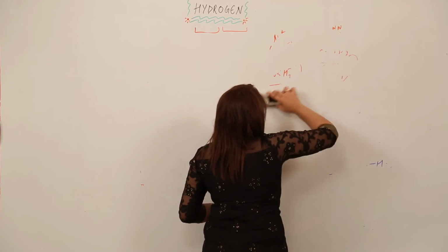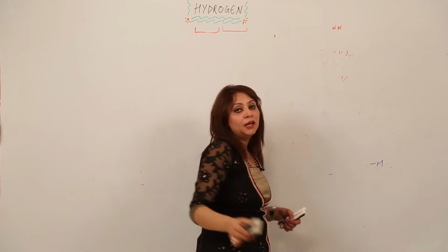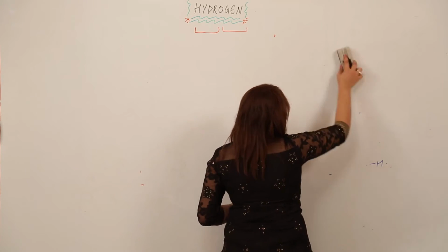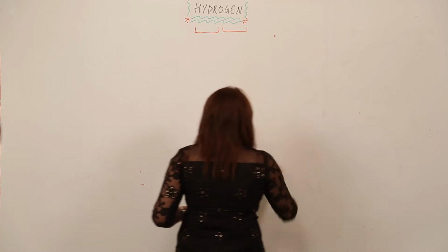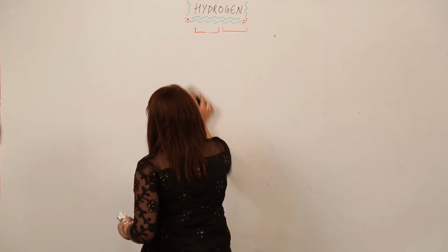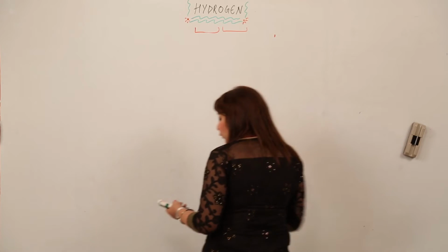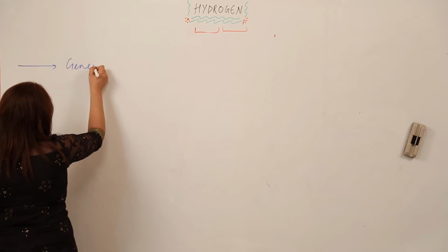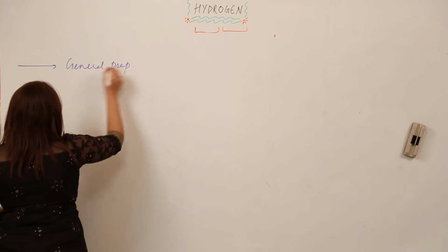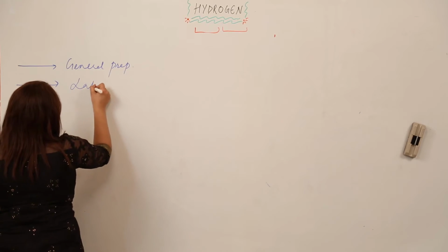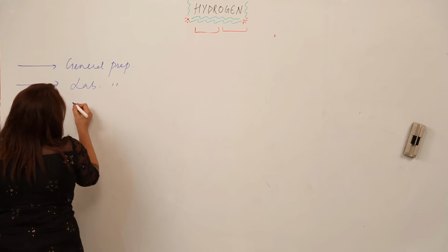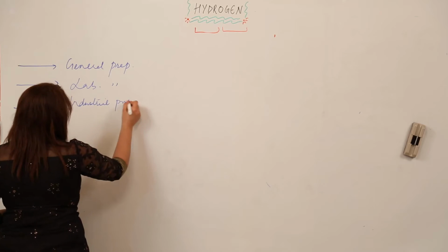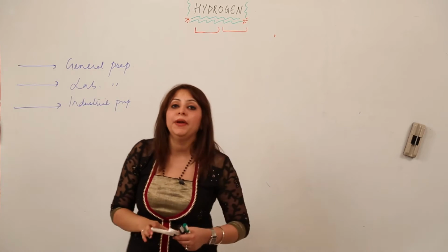So the next topic we are going to start today is the preparation of hydrogen, that is, what are the different methods by which hydrogen can be prepared, right? Actually we have three types of preparation. One is the general preparation. Other is the lab preparation. The third one is the industrial preparation. So by these three different methods, we can prepare hydrogen, right?